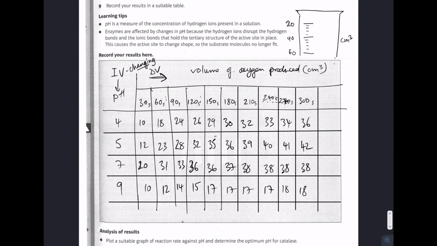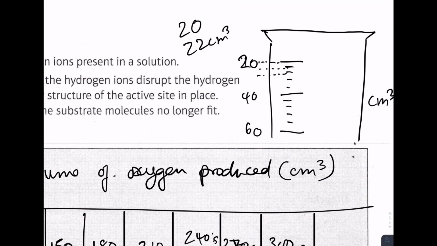Okay, now, looking at this data, the reason why this data is good is because it is the correct level of accuracy. The level of accuracy that's needed is that you should be able to read any measurement that falls on one of these graduations. So you should be able to read 20 centimeters cubed, you should be able to read 22 centimeters cubed, because they're indicated right here. All right, so you should be able to read any volume that falls on those.